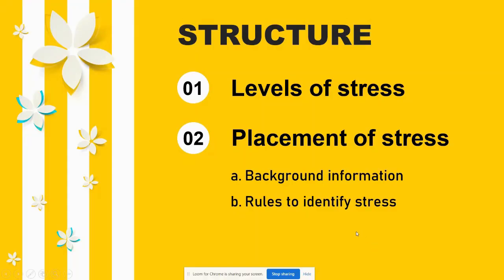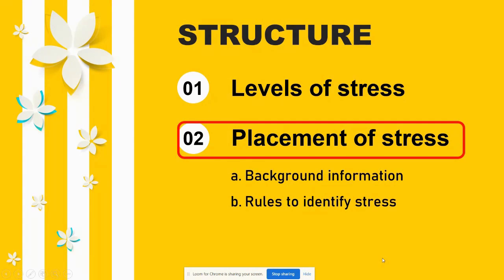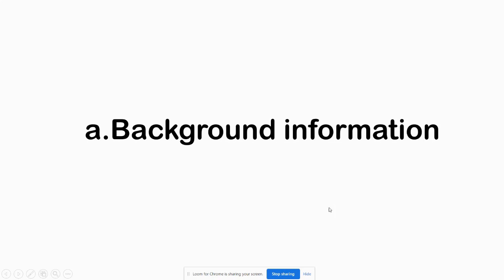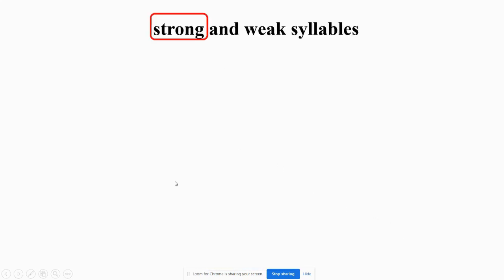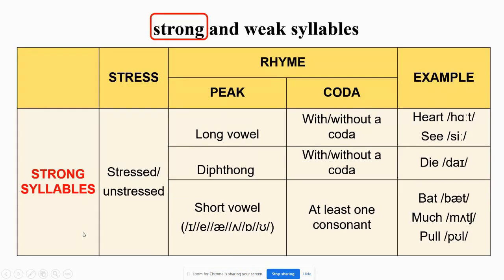Now, we'll go into the second section of our presentation, the placement of stress. But before jumping to the central part of stress rules, let's find out some background information about weak and strong syllables. Here we provide a table to clearly show you about it. Let's take a quick look at the title of each column, and we can see the new term, the rhyme, which is the syllable peak and the coda.